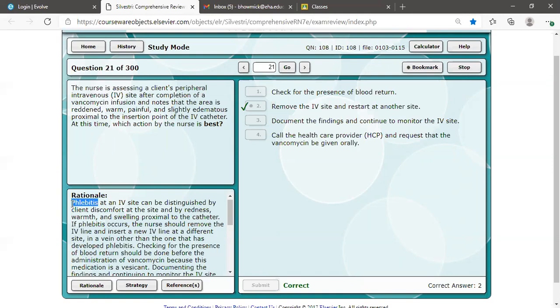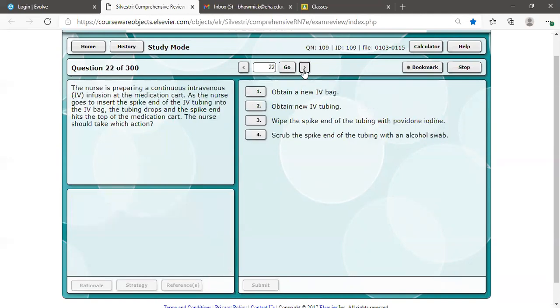So for the NCLEX board, we must know the signs and symptoms of phlebitis. If phlebitis develops, as an RN or LPN, what should we do? What are our responsibilities? They said we should stop the channel, open a different site, and insert a new IV line at the different site, right? So next question here, they said all of the questions here are parenteral nutrition related.